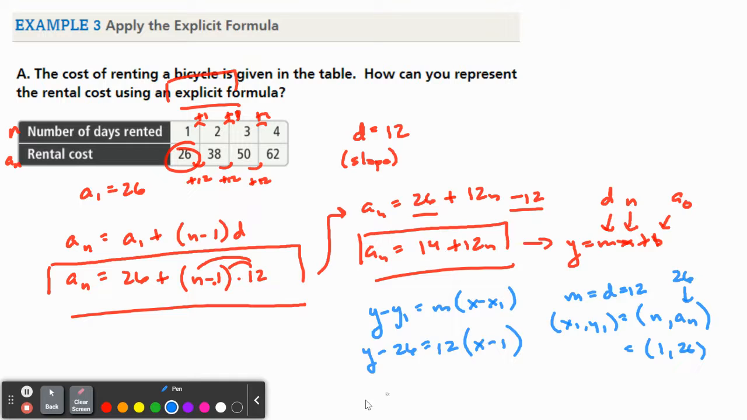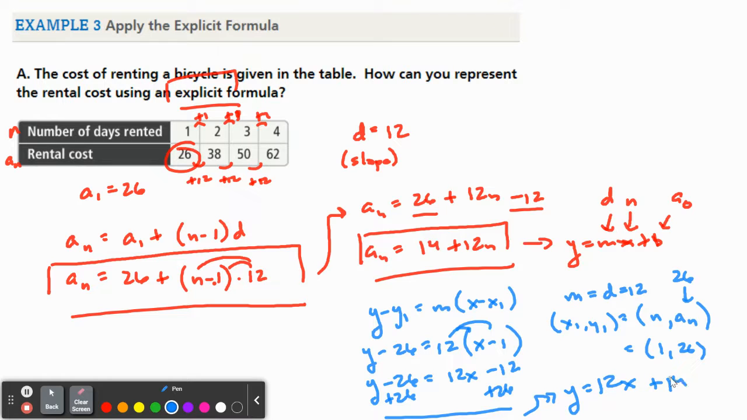And now we're going to write this in slope-intercept form by doing 2 steps. Again, the same 2 steps we did in topic 2. We're going to distribute the 12. y minus 26 equals 12x minus 12. And now we're going to add 26 to get the y by itself. And we get y equals 12x plus 14. And that is exactly the same thing we got up here. I know I put the 14 first, but it's all the same.